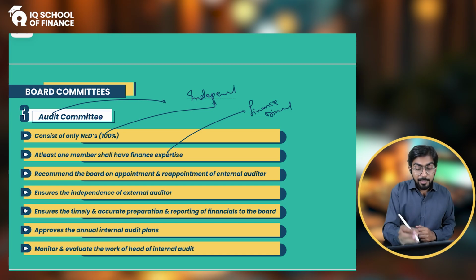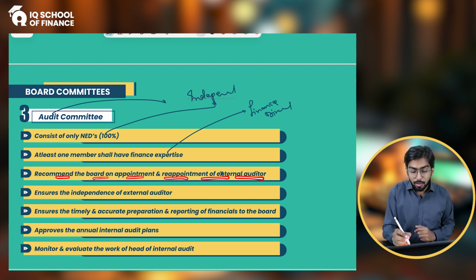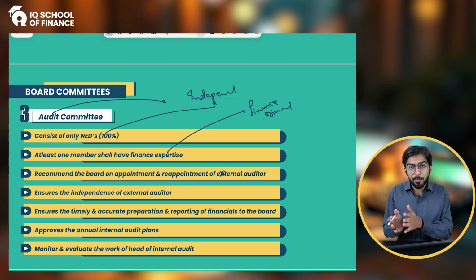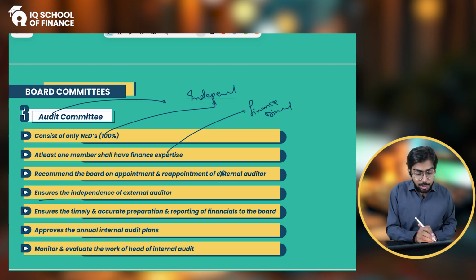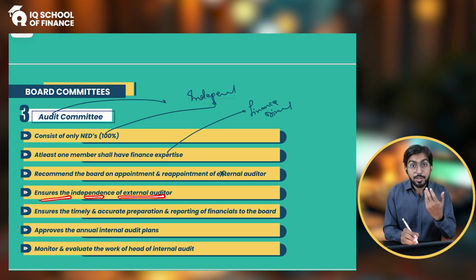Then it recommends to the board on the appointment and reappointment of the external auditors. They will recommend whether to reappoint the auditor or appoint another auditor for the upcoming year. That's their responsibility, and they will do the evaluation and recommend to the board. They ensure the independence of the external auditor, because the external auditor has to be independent. Since they are taking the services from them, they have to ensure that they are independent, otherwise there is no benefit of having the audit.